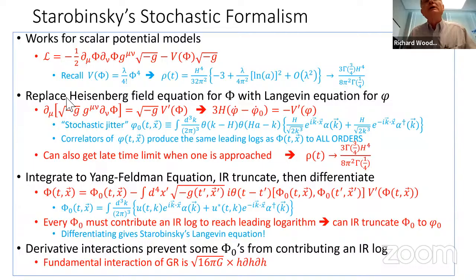The way it works is you replace the Heisenberg field phi with a Langevin equation for a stochastic field, script phi. So there's the exact Heisenberg field equation for capital phi. The Langevin equation that you replace it with is much, much simpler. And script phi 0 dot is the stochastic jitter term, which comes from this mode sum, where it's got the free field creation and annihilation operators, but truncated at horizon crossing and only with the leading infrared parts of their mode sum.